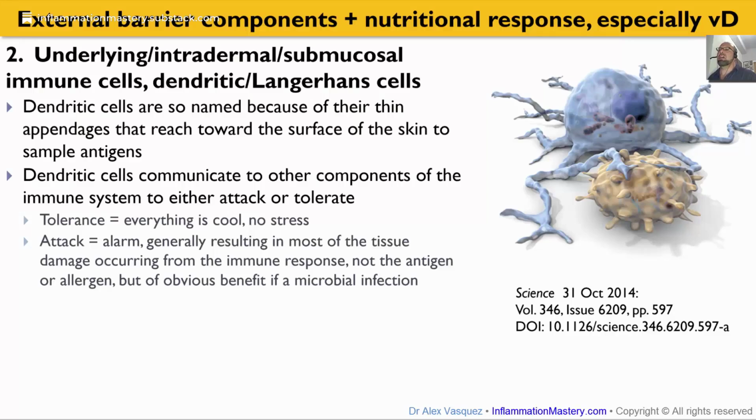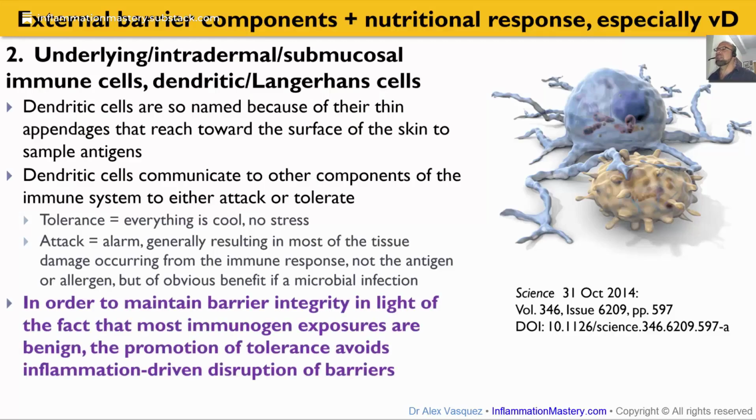these external barriers. So when we talk about, for example, leaky gut or increased intestinal permeability, some of that isn't due to any insult necessarily to the epithelial cells themselves, but actually is part of the immune response that results from the triggering of those submucosal immune cells, which then results in a compromise of the intraepithelial connections or those junction proteins that I've mentioned previously. So again, what we generally want with these submucosal immune cells is that they promote tolerance, because the promotion of tolerance avoids the inflammation-driven disruption of those external barriers.